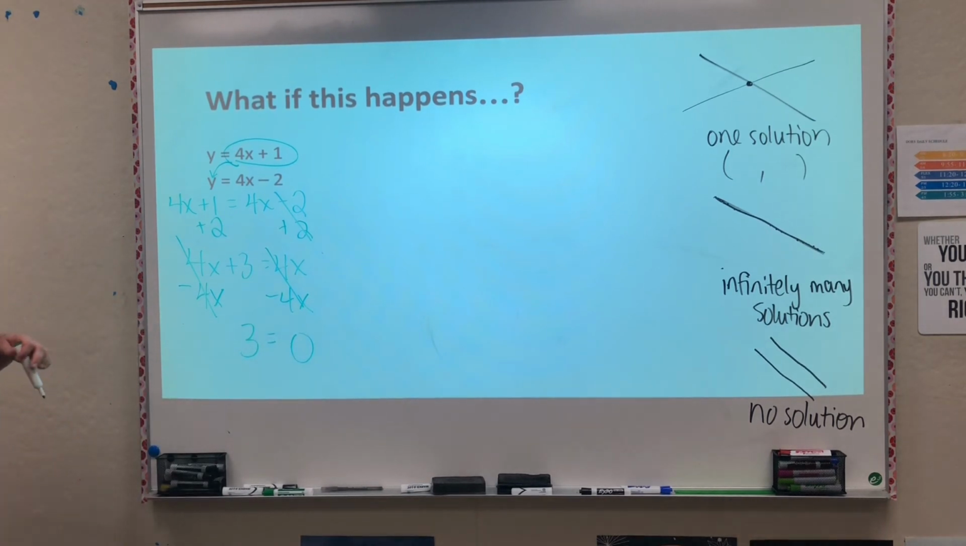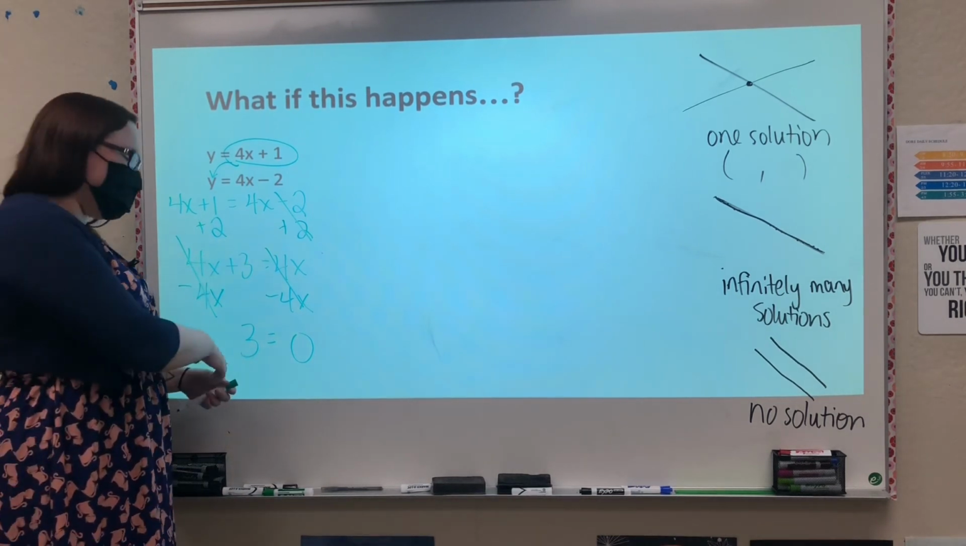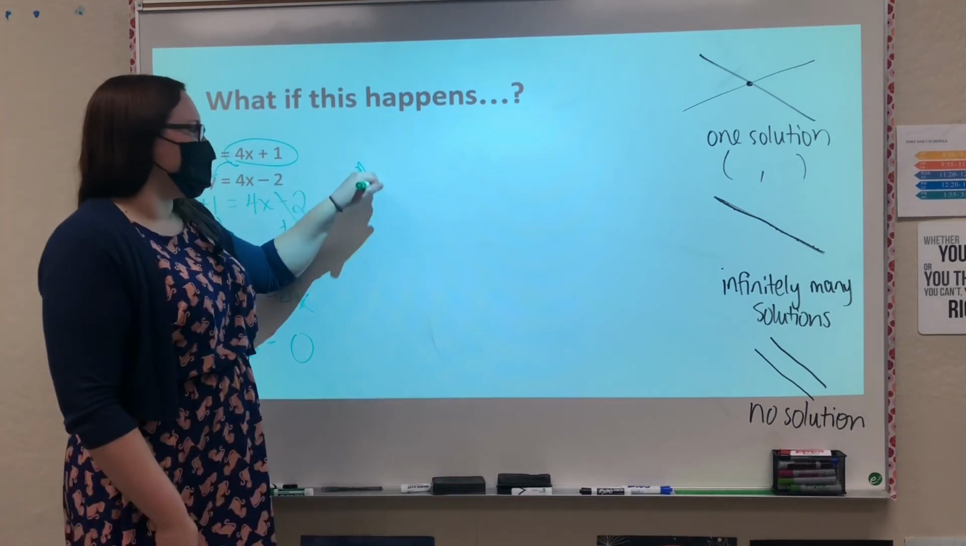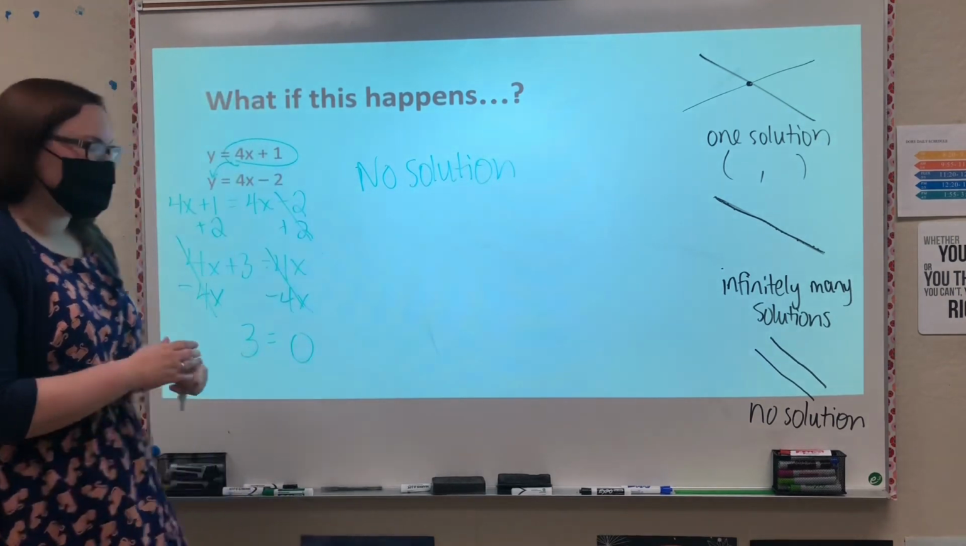There we go. So notice I got the same numbers. It's not always necessarily the same numbers, but I as well got 3 equals 0, which is not true. What I didn't see you do is we want to write no solution. The system has no solution.